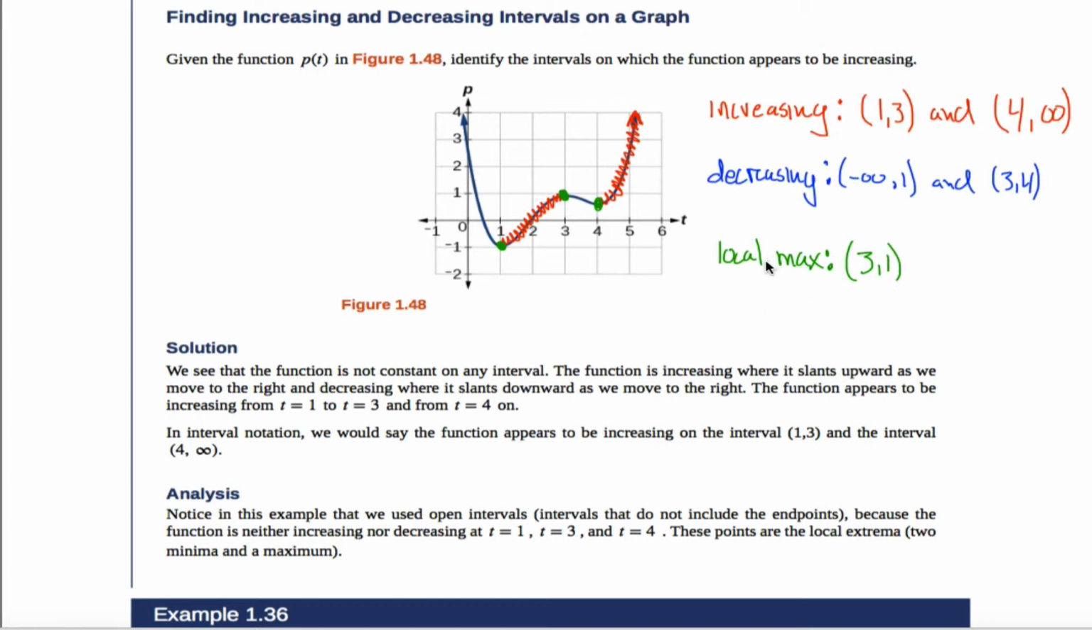You can specify your local maximums in lots of different ways. You can say it is at 3 and the local maximum has a value of 1, or you can specify the point right here. I'm going to do the points just because I think it's a little bit easier to understand. Local minima, well, I got one here when the x coordinate, or t coordinate in this case, is 1 and the height is negative 1. But then I got another one right here at 4, 1.